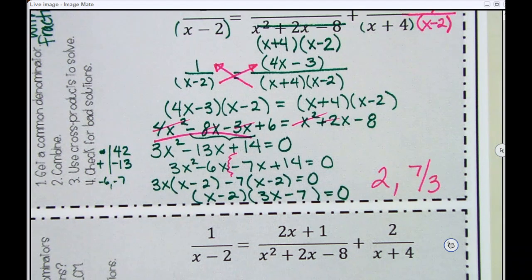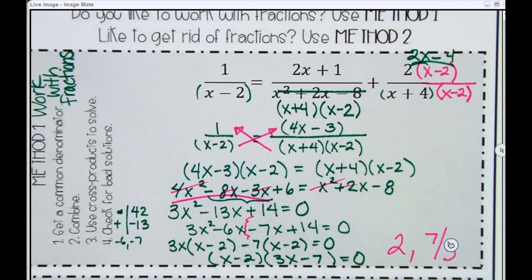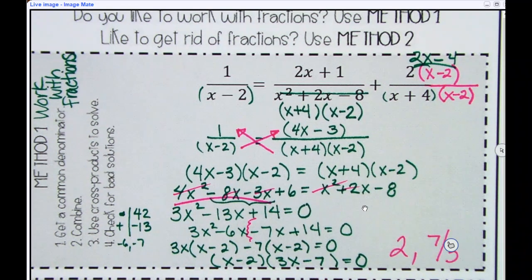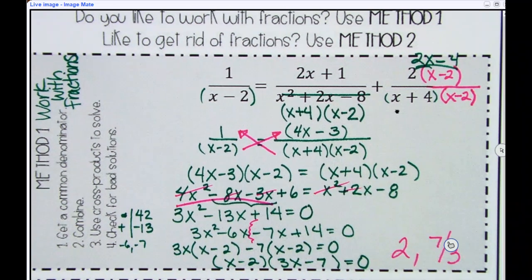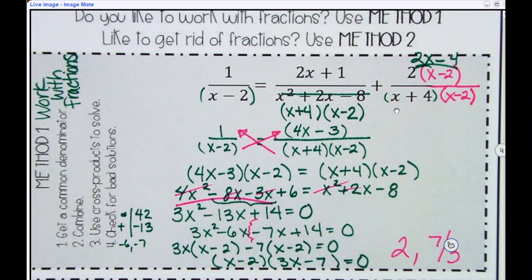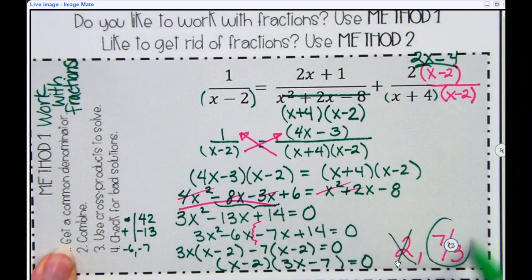Because my operative word a second ago was what? Possible solutions. Because this has a variable in the denominator, there are values that would make my denominator equal 0. Remember, we can't divide by 0, right? So x couldn't be 2, or x couldn't be negative 4. What do I have down here? I have a 2, so 2 is a bad answer. I have to throw that one out. But 7/3 works.